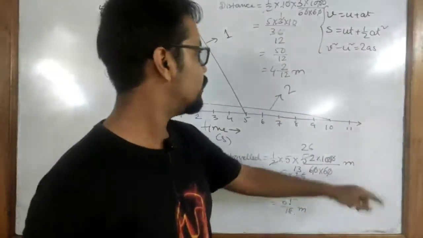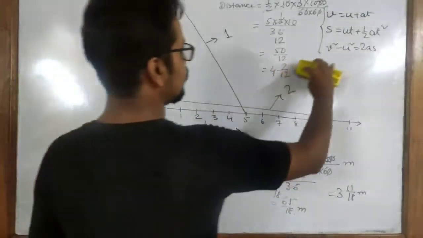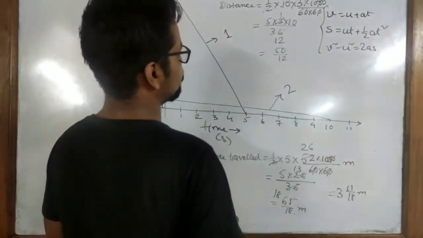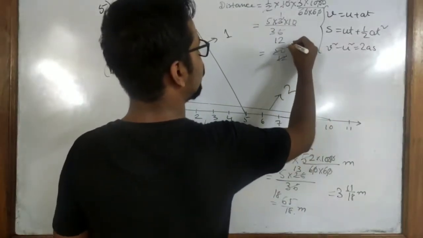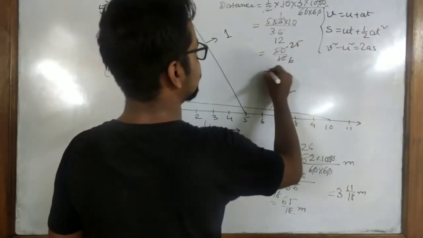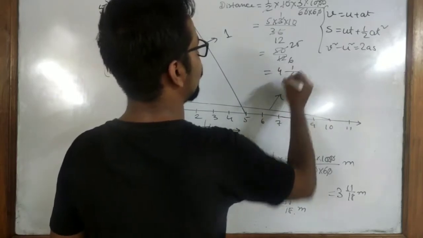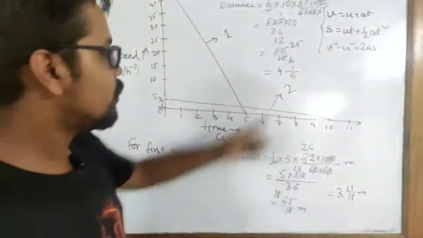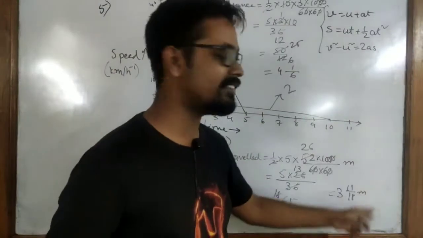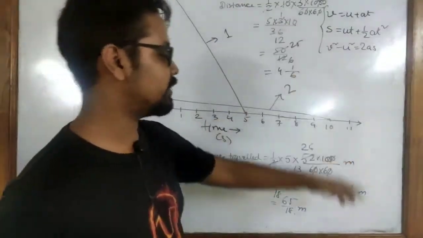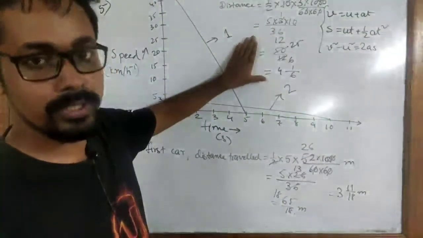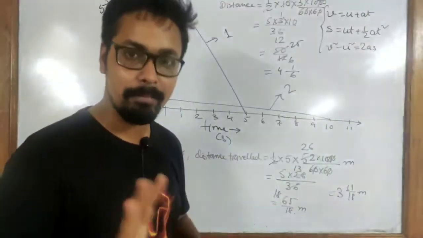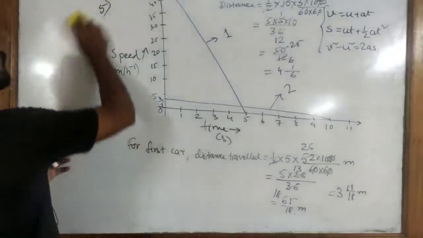I think we need to do one thing here to get it even more clear. 2 into 25 and 2 into 6. So again here 6, 4, 1. 4 and 1 by 6. Better option. So 4 and 1 by 6 and here 3 and 11 by 18. So obviously 4 point something is going to be more than 3 point something. So therefore car 2 travels more distance after applying brakes. So that's how we do question number 5.